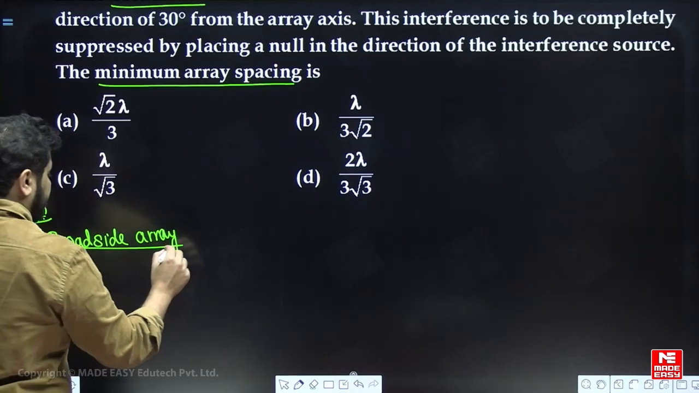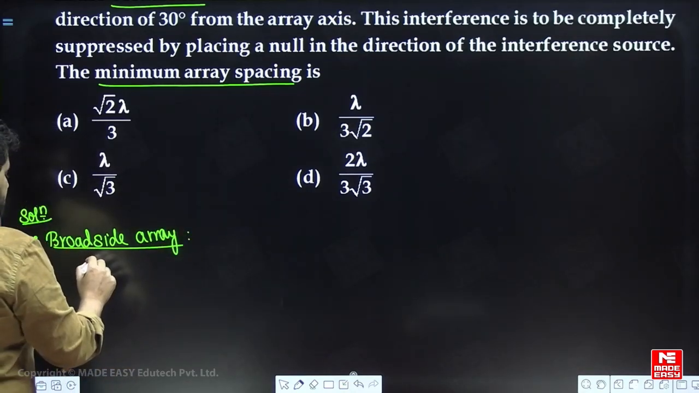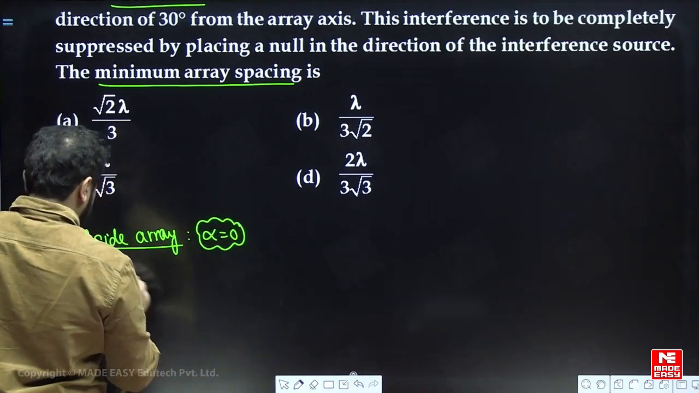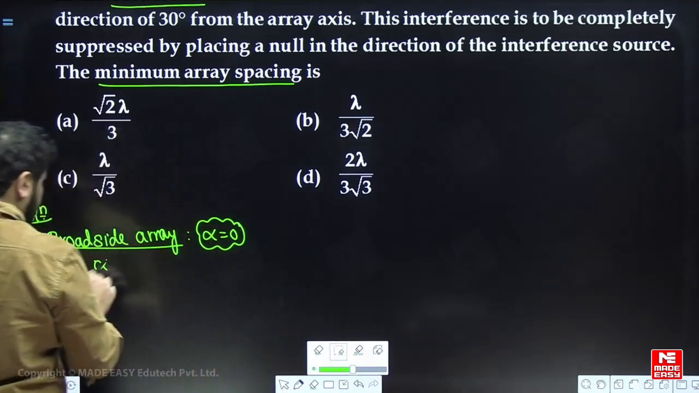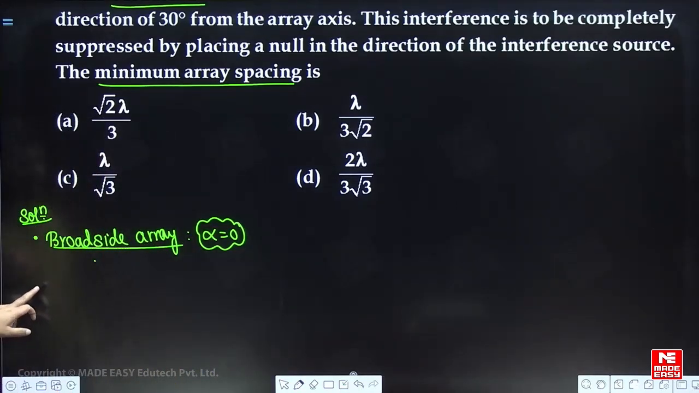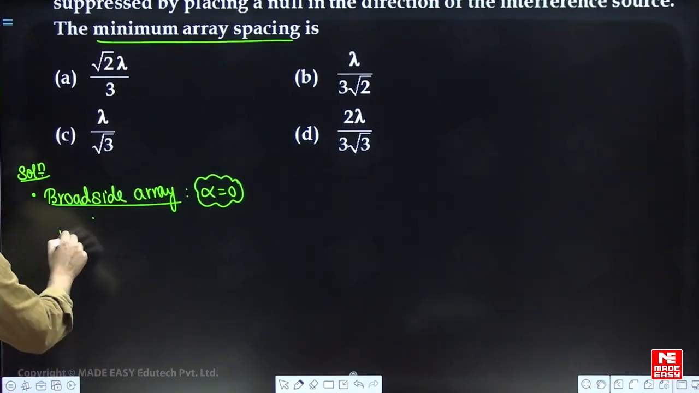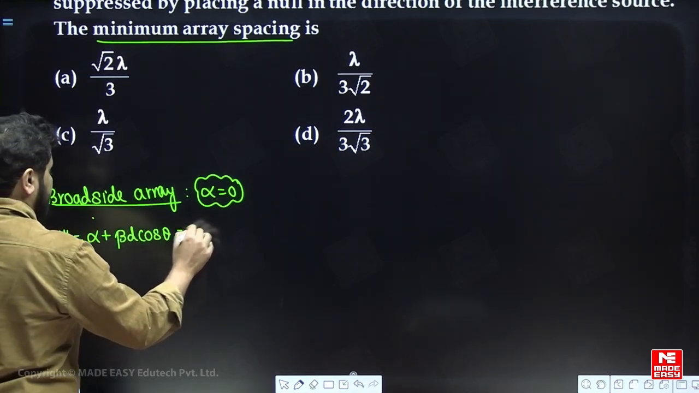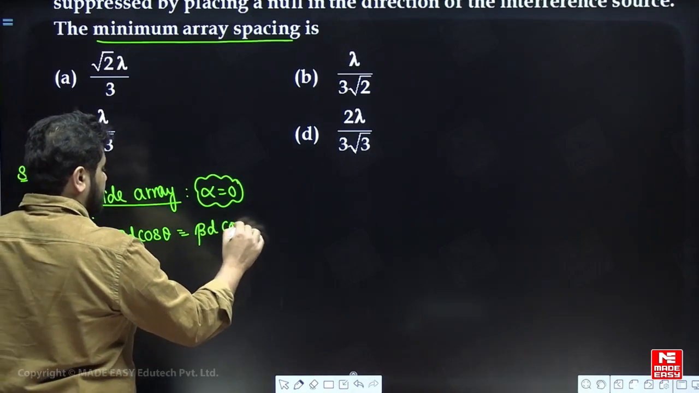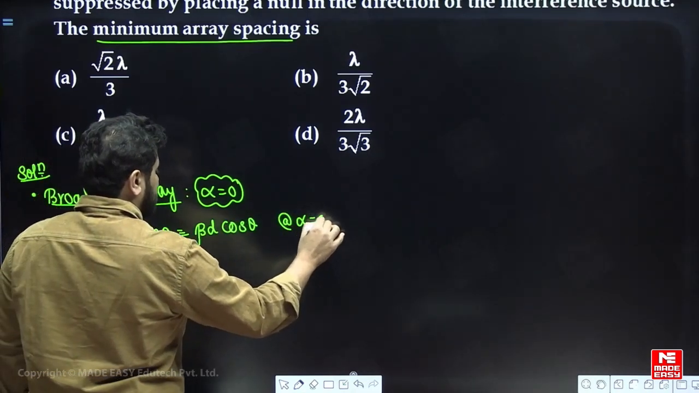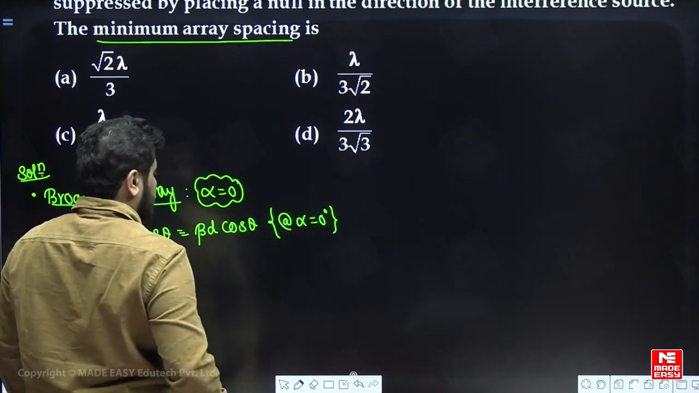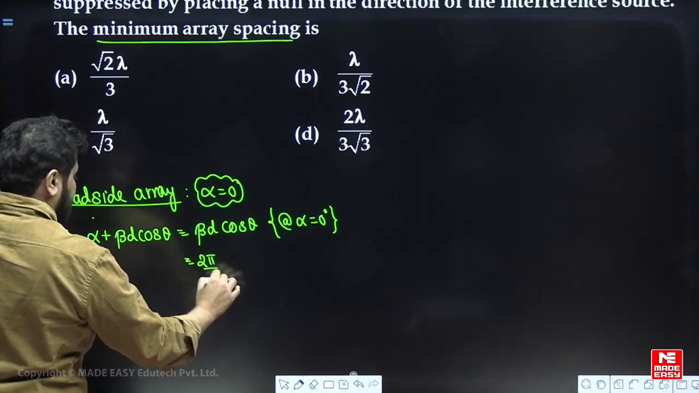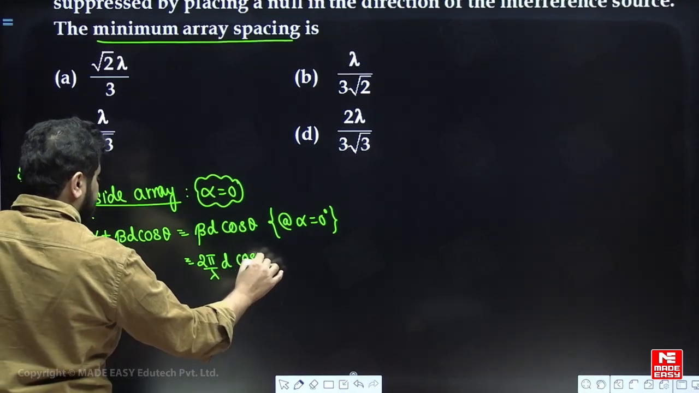Correct? So broadside array, it means that alpha we take to be 0, right? So for broadside array, alpha is how much? So alpha we take to be 0, isn't it? Okay. Now psi is equal to alpha plus beta d cos theta. Alpha is 0, so this is equal to beta d cos theta at alpha equal to 0. Correct? So therefore this is how much? It is your 2 pi by lambda into d into cos theta.